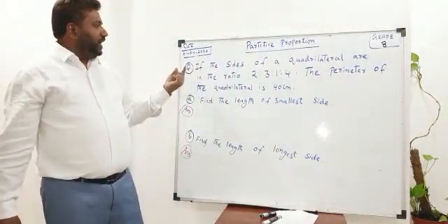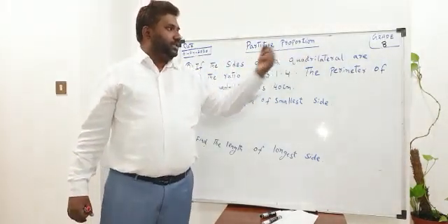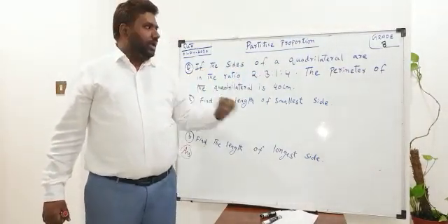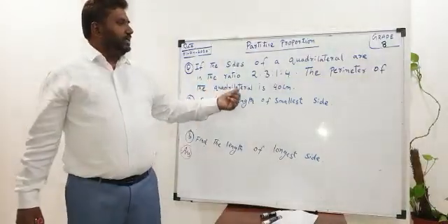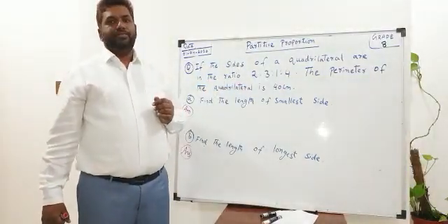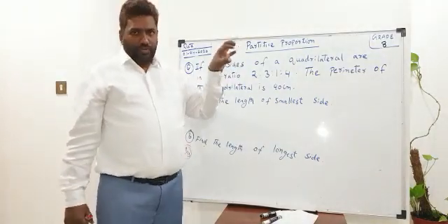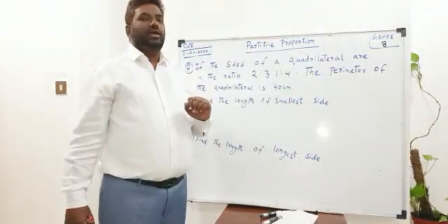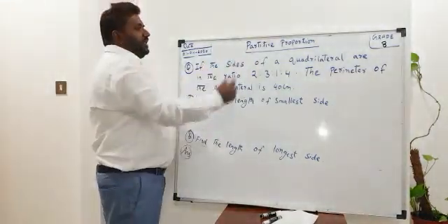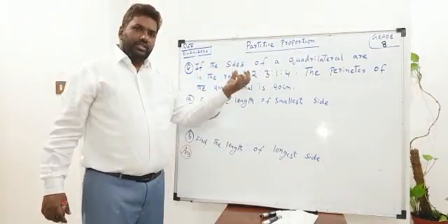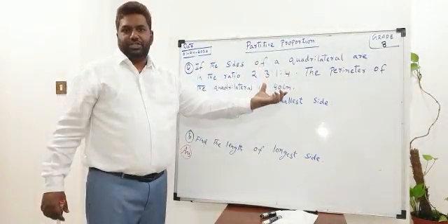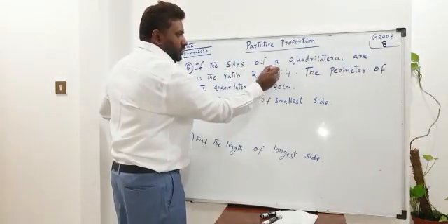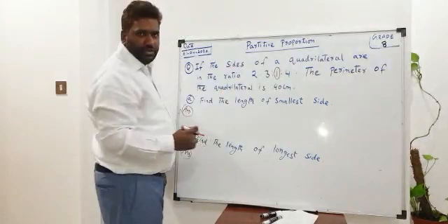Let's take an example. If the sides of a quadrilateral are in the ratio 2:3:1:4, and the perimeter of the quadrilateral is 40 centimeters. I don't want to find all the sides, I want to find a specific side. I want to find the length of the smallest side. So what you have to do is, in the given ratio, identify the smallest ratio. And the smallest ratio we have is 1. So this smallest ratio will give us the length of the smallest side.